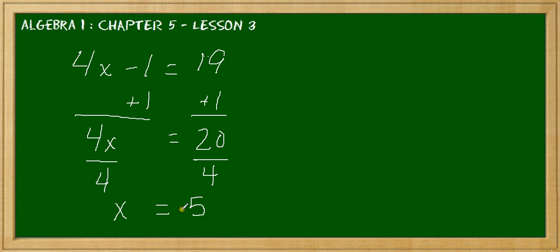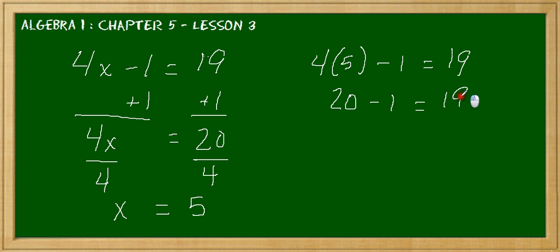Now, as you can see in your book, you can plug in and always test out your answer. 4 times 5, which is the x value, minus 1 is equal to 19. Does that work? We would end up with 20 minus 1 is equal to 19, and we get 19 is equal to 19.